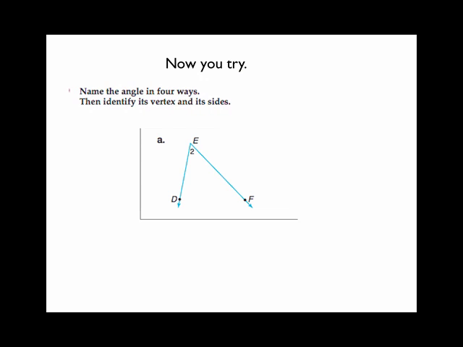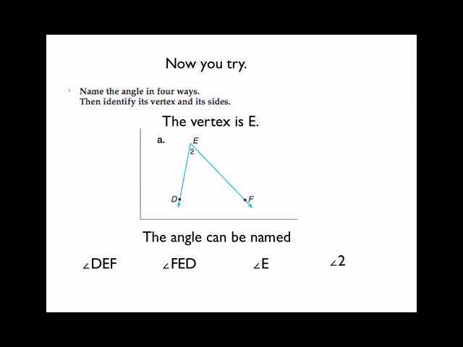Now you try. Name this angle in 4 ways and then identify its vertex and its sides. Again, this angle can be named angle DEF, angle FED, angle E, or angle 2. The vertex is the point E. The sides are the ray ED and the ray EF.